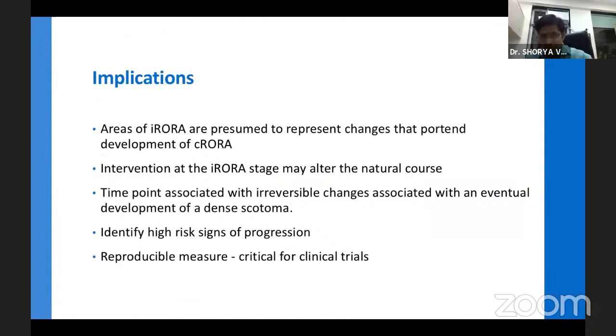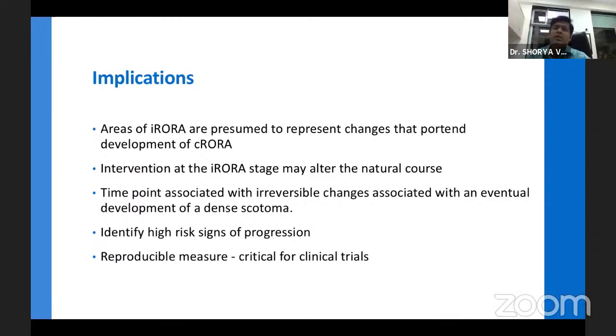So what are the implications of these findings? Well, as it has been proposed earlier, the nascent geographic atrophy goes into geographic atrophy. It's similar over here as well, that IRORA then progresses on to CRORA.